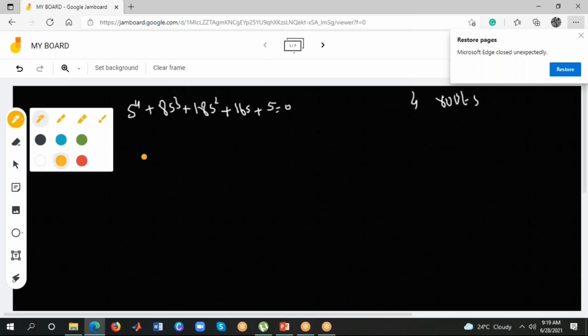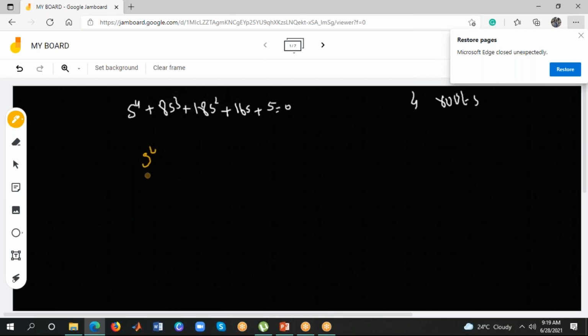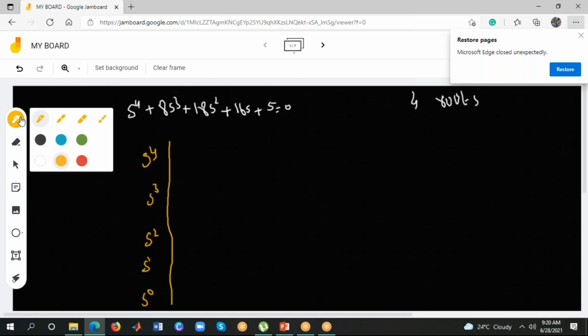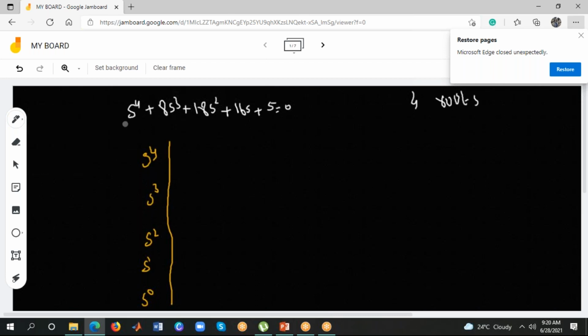So we have the s power terms, right? You need to write in this way: s power 4, s cube, s square, s power 1, and s power 0. So this is the construction of the Routh array. Now the highest order is an even number, right? So you need to form the first row by even coefficients and the second row by odd coefficients. So here the even coefficients are of s power 4, s square, s power 0, that is 1, 18 and 5. Next, the second row we need to form by using odd coefficients, that is 8 and 16.